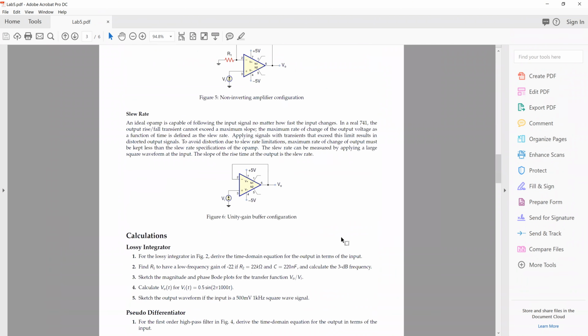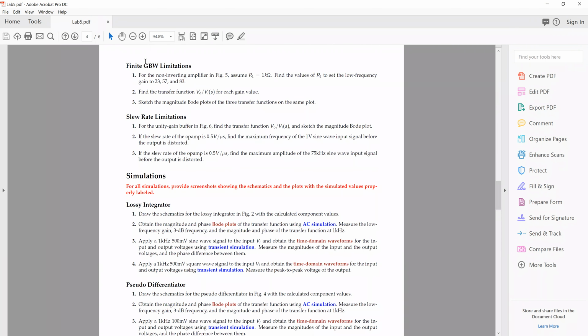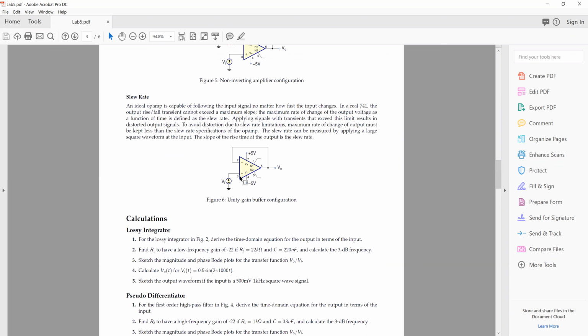And then for the finite gain bandwidth limitations, now you're using a non-inverting configuration. Remember, you already have an open loop op-amp Bode plot. You're using a non-inverting configuration with 3 different gains. You just have to plot how the Bode plot looks. Find the transfer functions and sketch the Bode plots. For the unity gain buffer, which is this, the buffer, which is a voltage follower, correct?